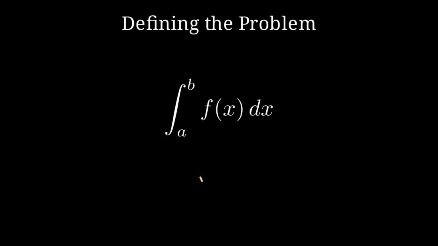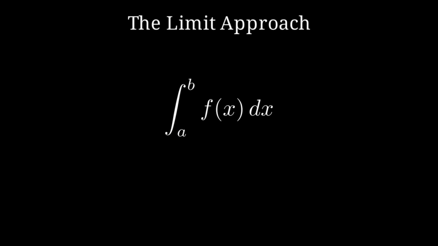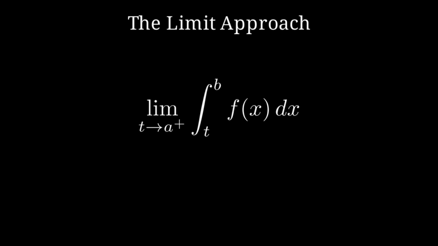An improper integral of the second type occurs when the function is not defined at one of the endpoints. If the function grows without bound as we approach the endpoint, we cannot use the standard fundamental theorem of calculus directly. To solve this, we replace the problematic boundary with a variable t. We calculate the integral over the interval from t to b, and then observe what happens to that value as t gets closer and closer to a.